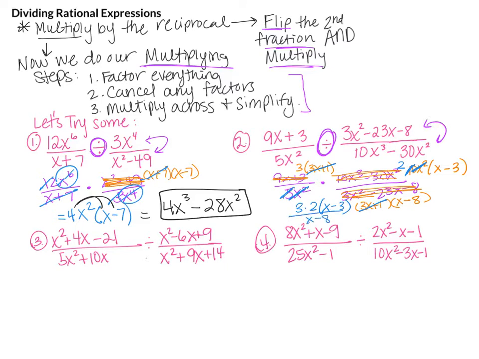So let's clean this up a bit. I'm going to have 6, remember that 3 times 2 becomes a 6, and then I'm going to distribute. So I've got 6x minus 18 over x minus 8. And that would be my simplified form.